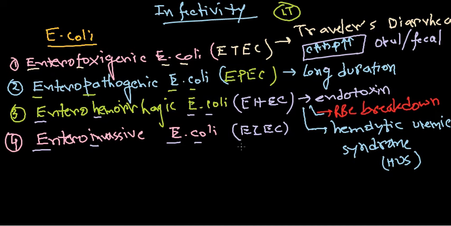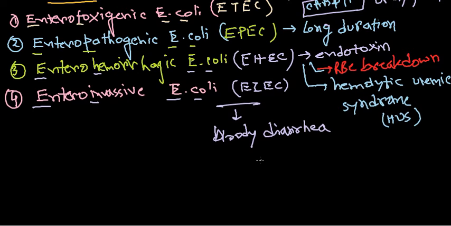And the fourth one is invasive E. coli. Now invasive E. coli again causes bloody diarrhea. So let me write bloody diarrhea. Okay. And the reason for that, again, is that they are producing a kind of toxin.